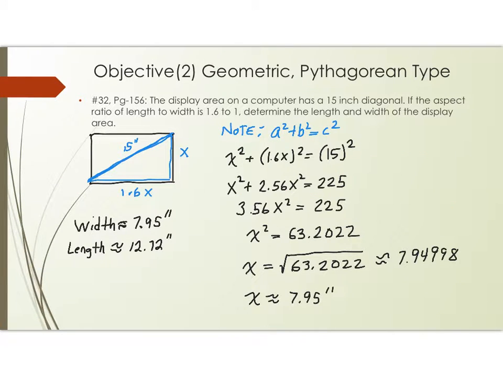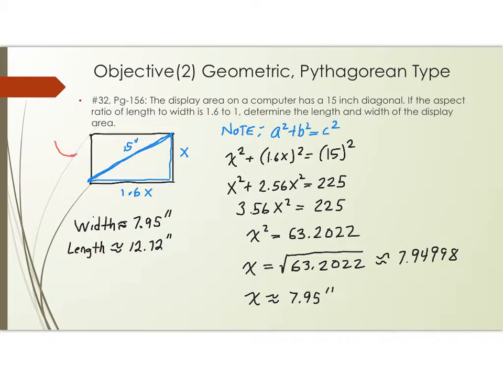In this objective, we're going to look at the Pythagorean theorem. So this is problem number 32 on page 156. The display area on a computer has a 15-inch diagonal. If the aspect ratio of length to width is 1.6 to 1, determine the length and width of the display area.